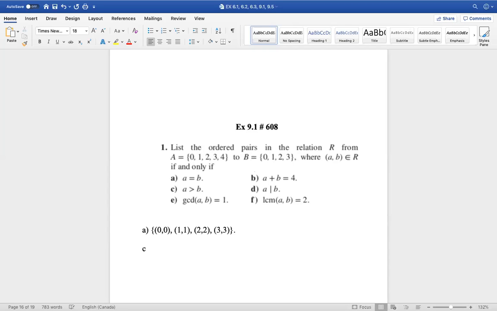Let's take part C. Here, a is greater than b. For this one, we have quite some options. So we take 1 from A and 0 from B. And then we take 2 and 0. We take 3 and 0 from B. We take 4 from A and 0 from B. So 4 is greater than 0.